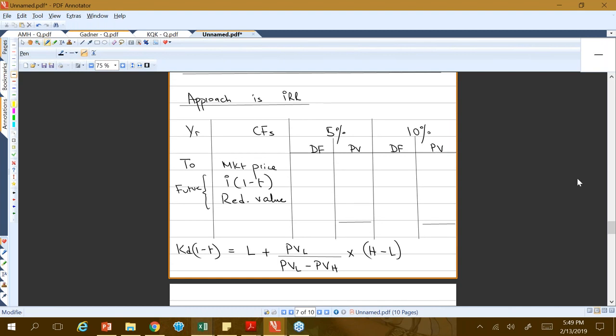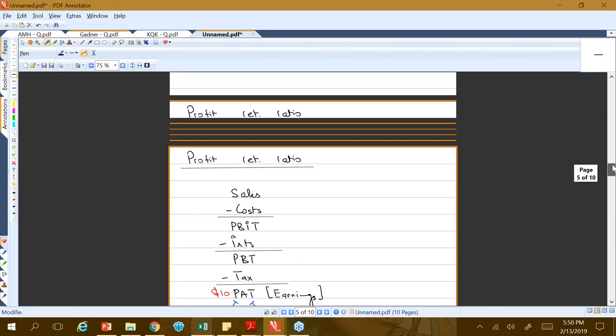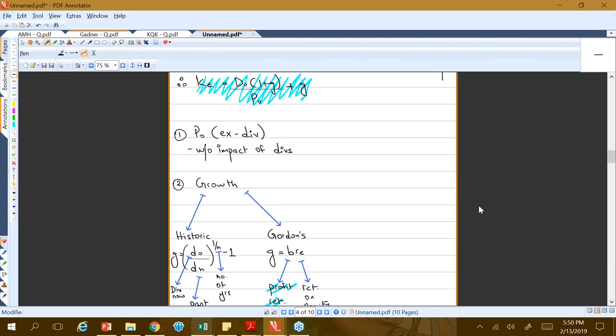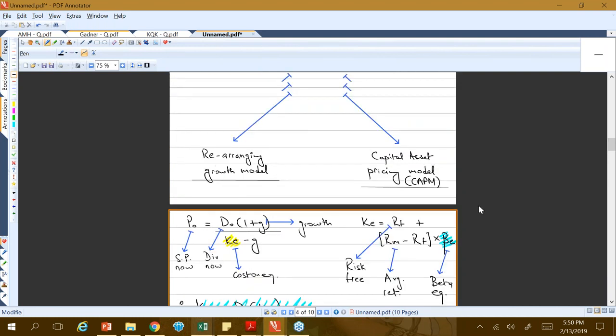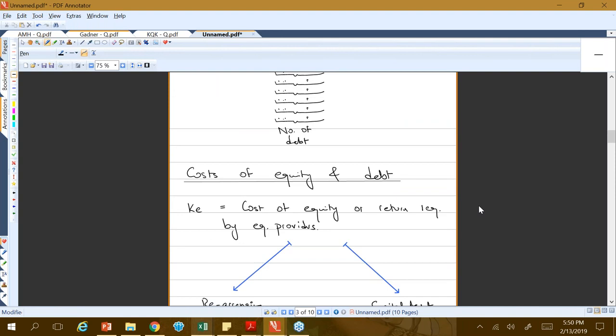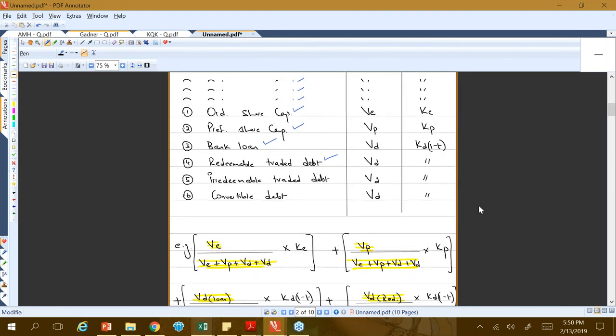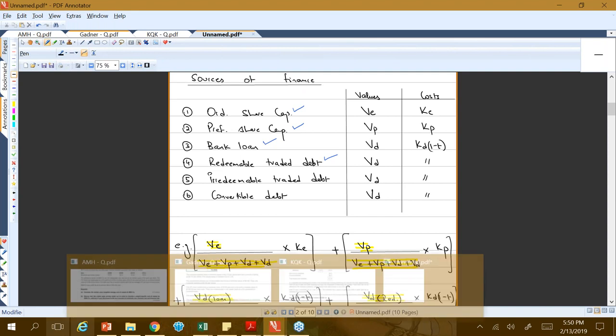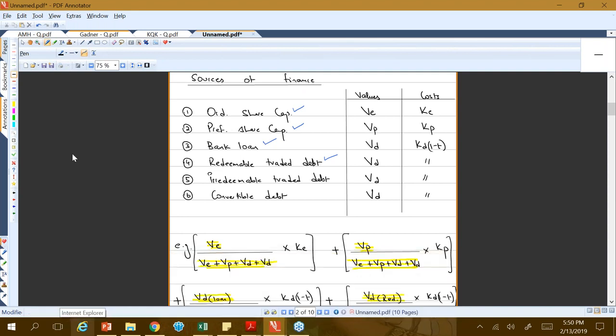So we've got everything ready for our question. I'm just going to do a little recap so that we are starting on the right track together. These are all the sources of finance which can be in your exam. I'm going to do a question which uses the first 4 sources of finance: the ordinary share capital, preferred capital, bank loan, and redeemable traded debt. For these sources of finance, I need to work out their values and the costs.